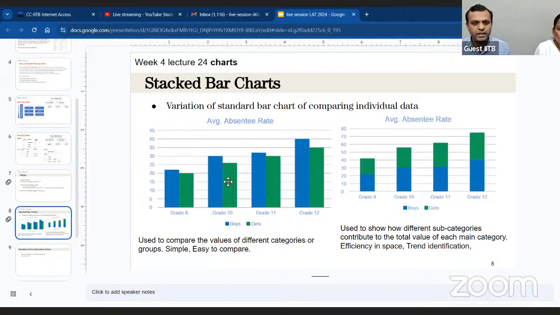This is used to compare the values of different categories, like boys and girls. It's very simple and easy to compare. I can say that on all those grades, boys' absenteeism is much higher compared to girls, which means girls come to class more regularly compared to the boys.